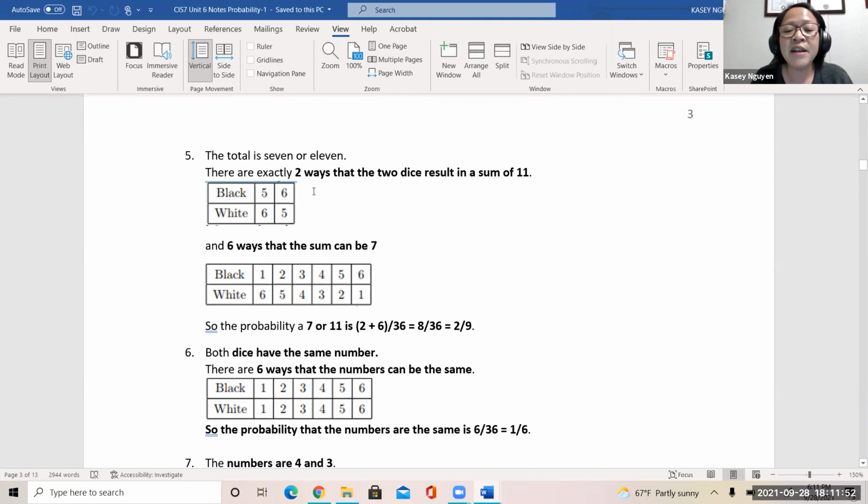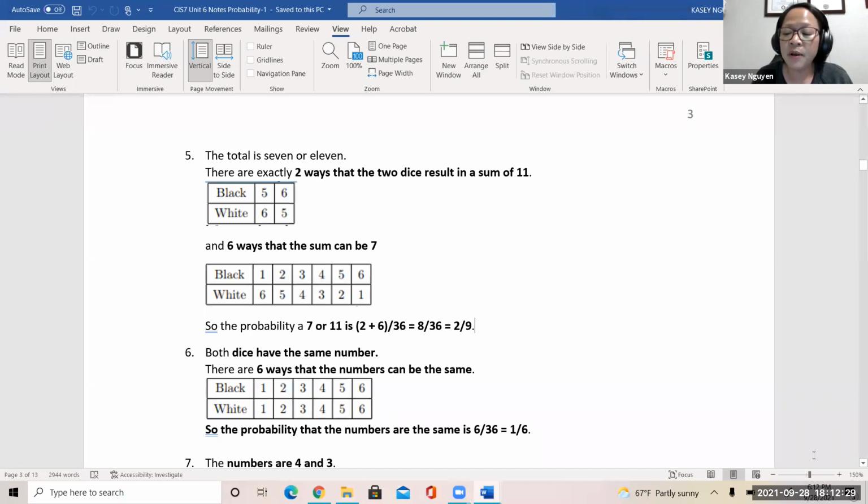So to get a 7 or an 11, we wanted to look at the probability in that. We would have a 2 from the 11 sum and 6 ways from the 7 sum, and we add that up, which gives us 8 out of 36, or reduced down to 2 out of 9. So this ratio represents the probability for that outcome to get 7 or 11 in the dice game.